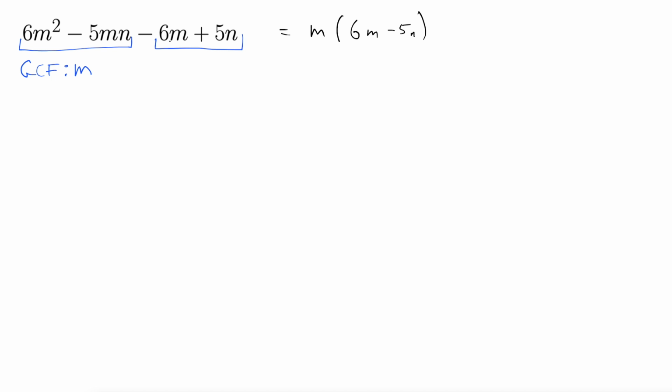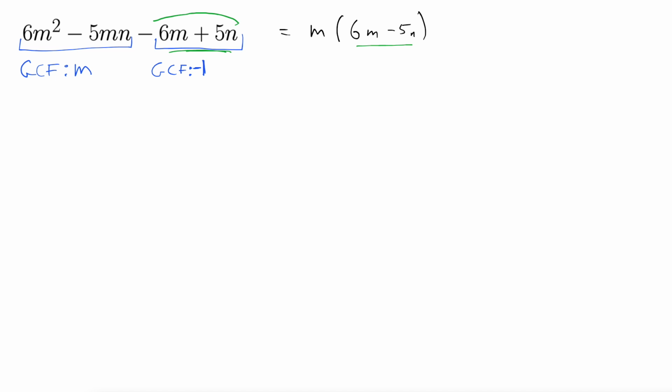Okay, well look what we have here. We have minus 6m plus 5n. But remember, these have to be the same, right? Whatever's left, this 6m minus 5n has to match whatever's left over here. But they don't, they're off by a negative. So let's look at it this way. Let's do a GCF here of negative 1.